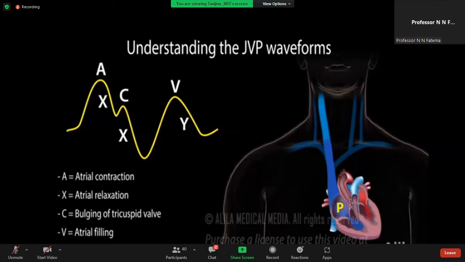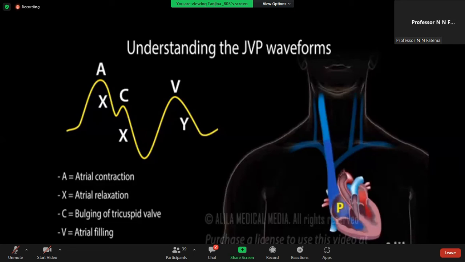So the A wave is the atrial contraction, and anything which increases or reduces the atrial contraction will reflect in this wave. Then why is there again a C in the descent part? In the diastole part the pressure is decreasing inside the atrium, but why is there again a positive peak? This positive peak is because of transmission from the carotid artery.